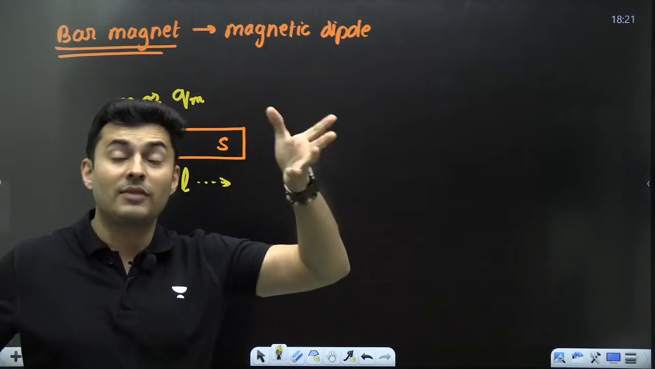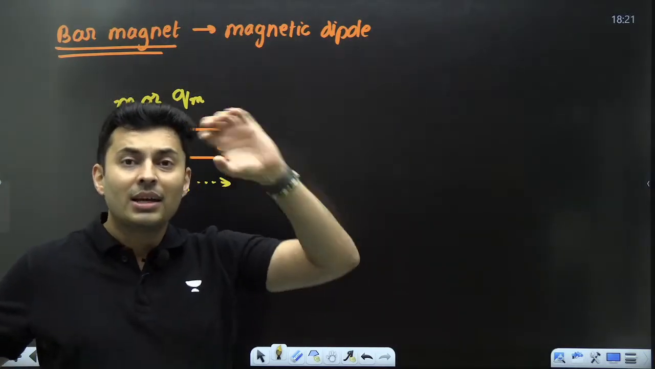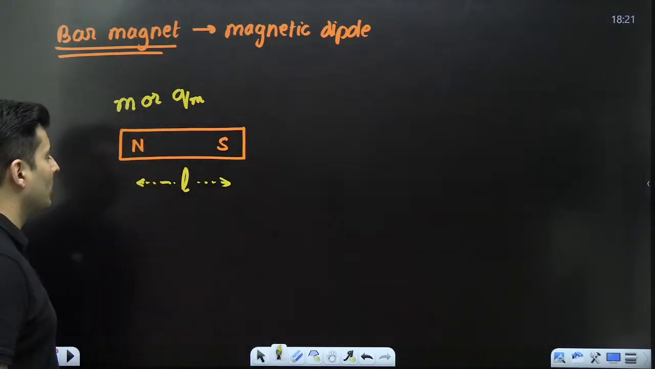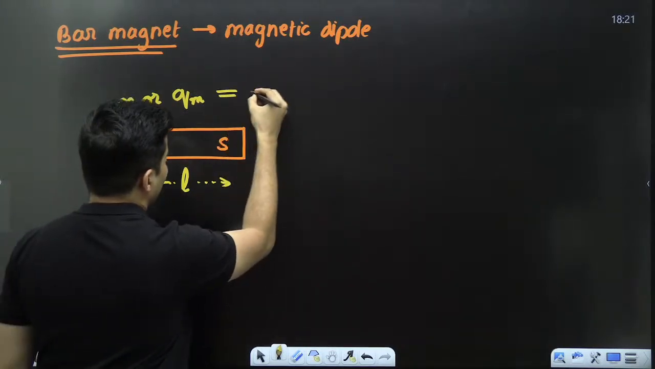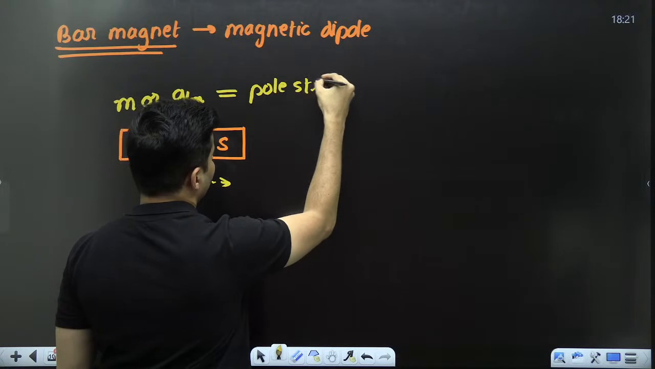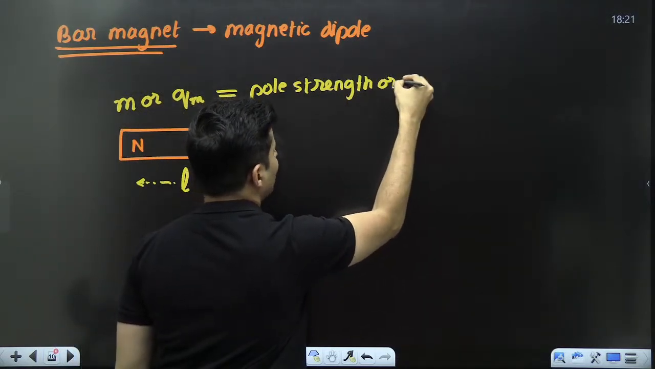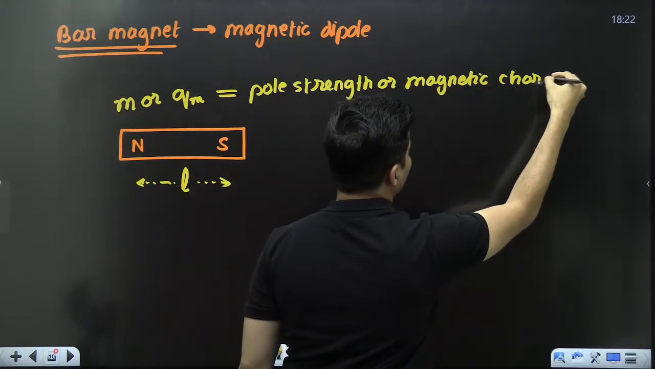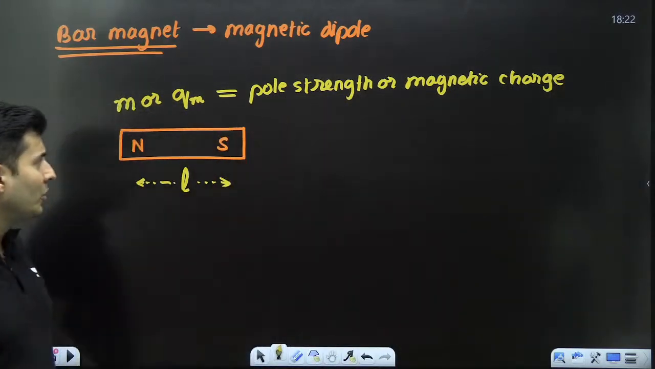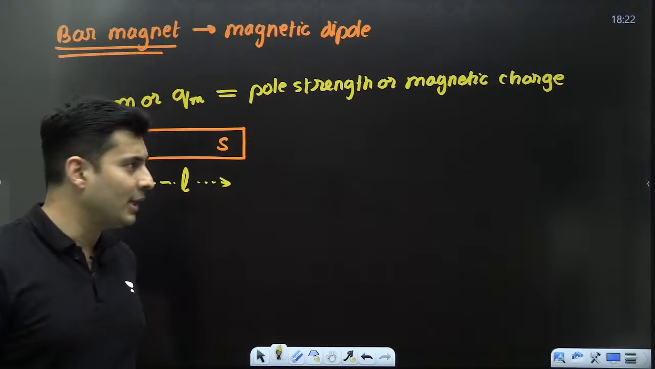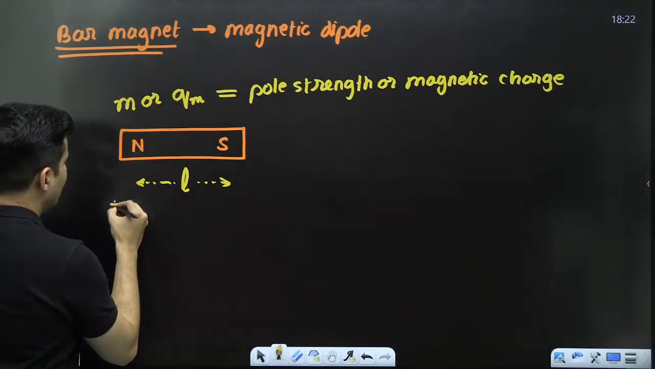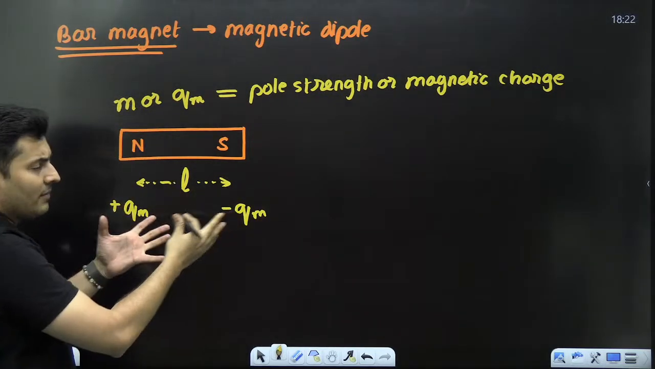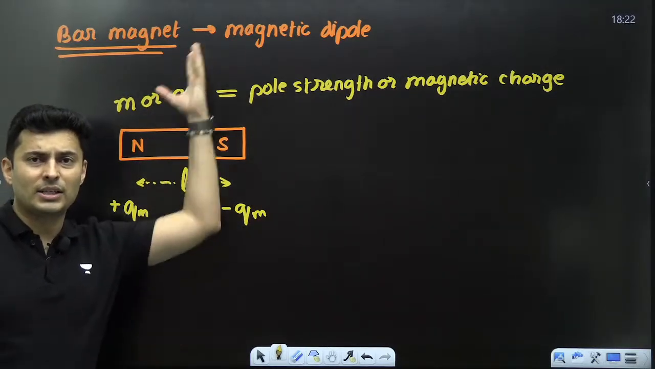Like you have positive, negative charge, 5 coulomb, 10 coulomb, less coulomb, more coulomb. Same way, the North Pole can be strong or weak. South Pole can be strong or weak. So that is a strength of the pole, or pole strength. You can also call it the magnetic charge. It is not in coulombs, please understand. Obviously it is not going to be in coulombs because it is not creating an electric field, it is creating a magnetic field. So this side will be basically plus Q_m, left side will be basically minus Q_m. Right side and left side both will be opposite but equal in magnitude. That's why it is a dipole.